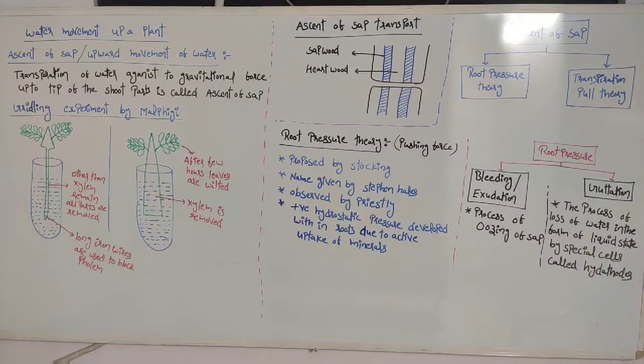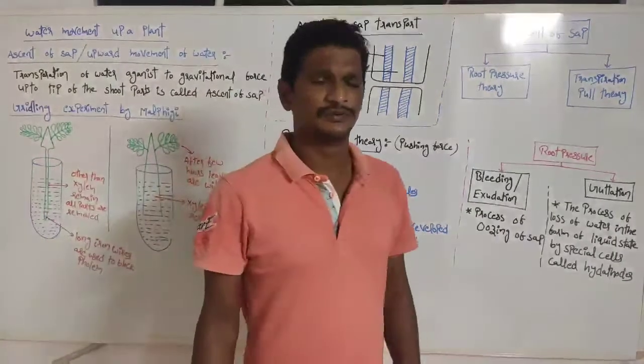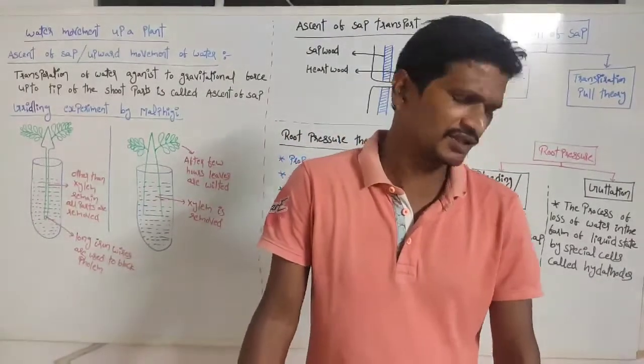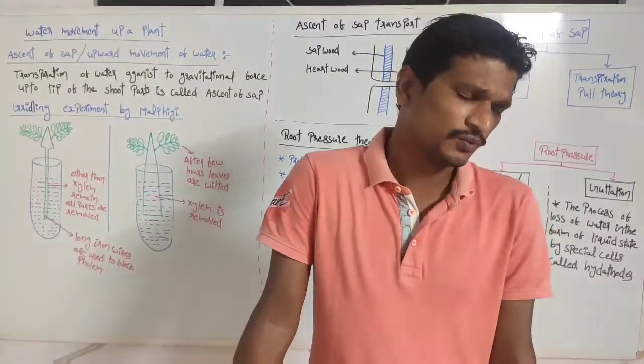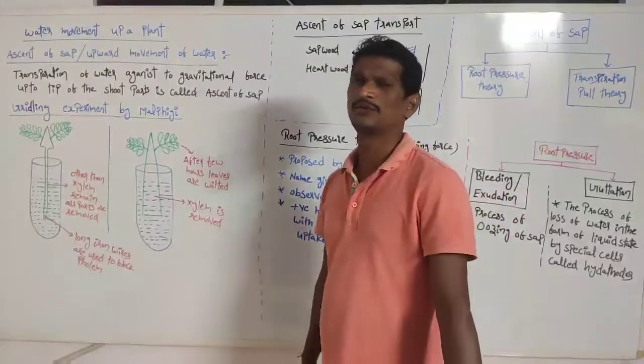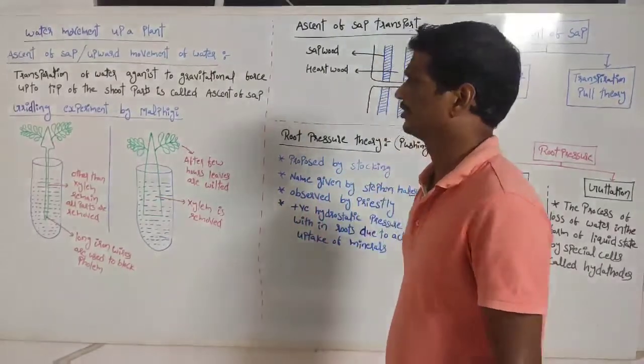Coming to the next topic, the water movement up a plant. Means within a plant, how the water molecules are transported. We know that within plants there is a water transport and a food transport. Water and the minerals are transported by the xylem. The food transport is done by the phloem.